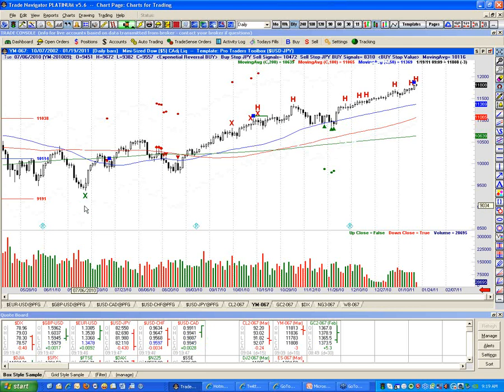Reversal over here, this is a daily chart. Reversal over here in July, which was the low for the year after the correction. I thought that was a great trade. Also, that sell signal was a little late and it was negated.